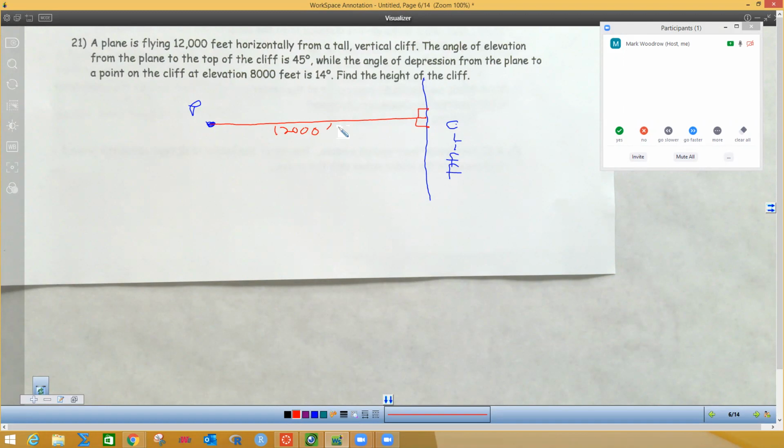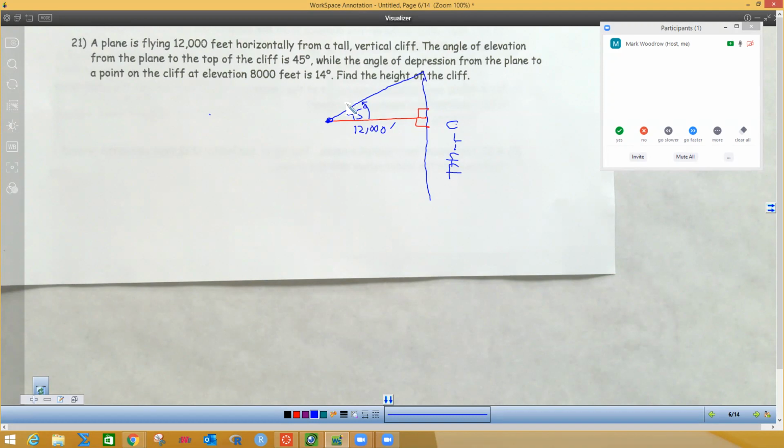It says the angle of elevation from the plane to the top of the cliff is 45 degrees. So I really should have this up. I'm going to kind of cheat here and move the plane closer so the picture will be a little more accurate. So this is 12,000. The person looking from the plane up at the top has an angle of elevation of 45 degrees.